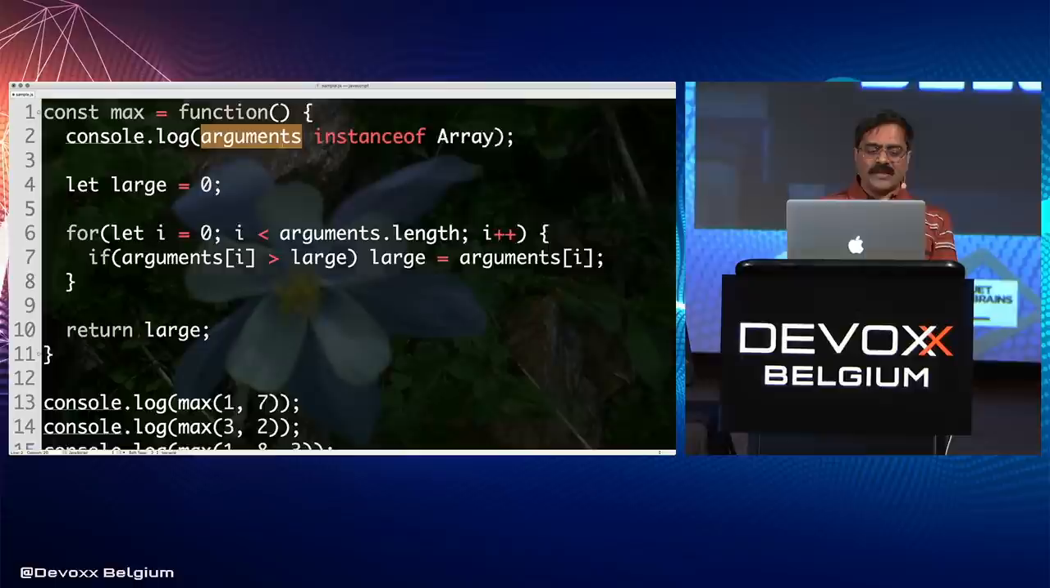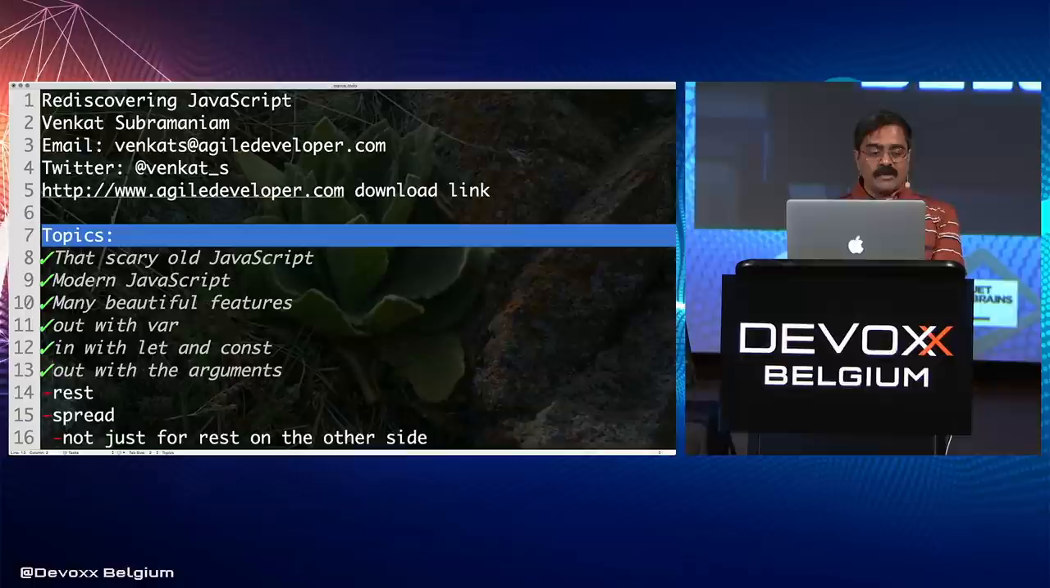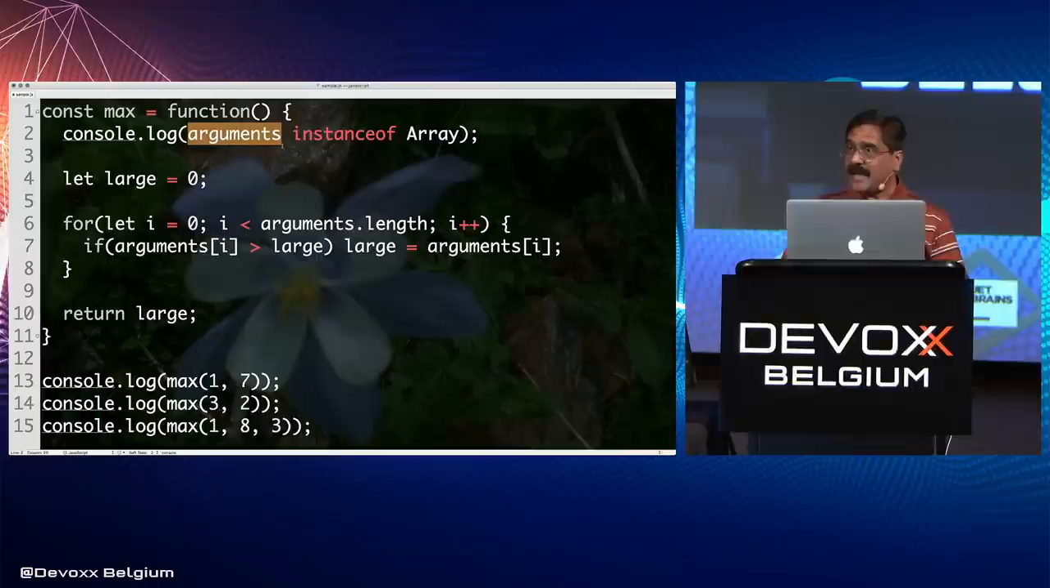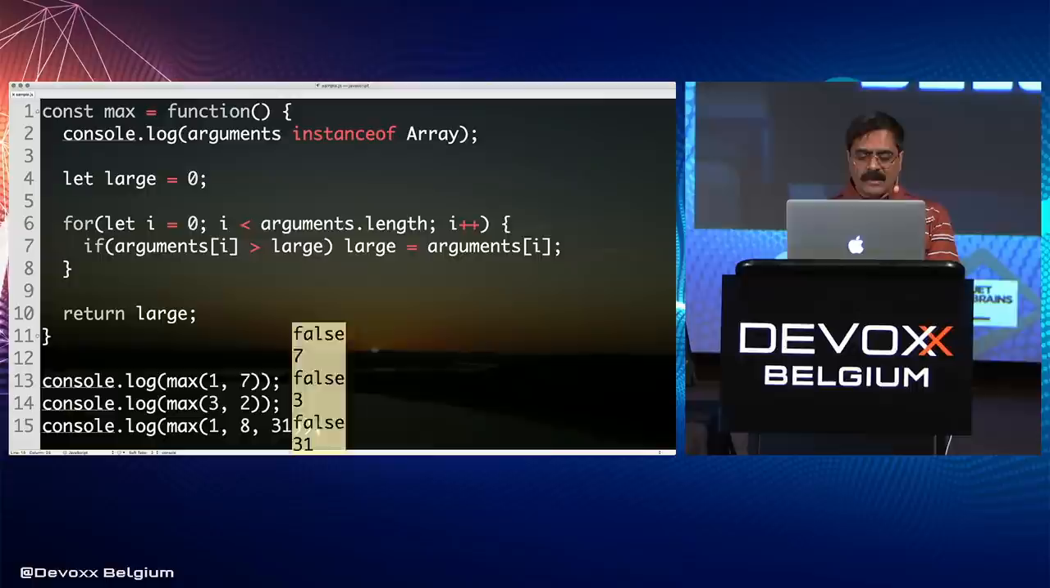The first answer is quit using arguments. There should be no arguments about it. And then, of course, we'll start using rest instead. And rest is a much better replacement moving forward. I'm going to refactor this code right here to start using let, if you will. Notice when I run the code, it gives us the result, which is the correct result, as you can see. It gives us a 7, 3, and 31. And that's the right response for this particular code.